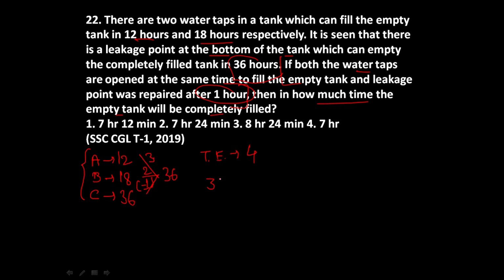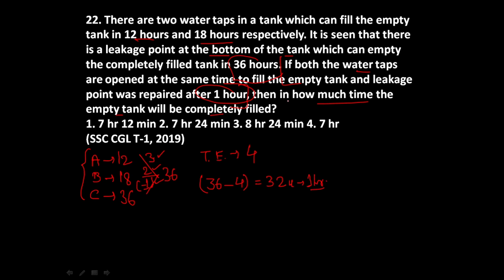Total capacity of the tank is 36 units. 4 units was actually emptied, because 5 units were filled and 1 unit was emptied. So the net is 4. So 32 units were filled in 1 hour before repairing.